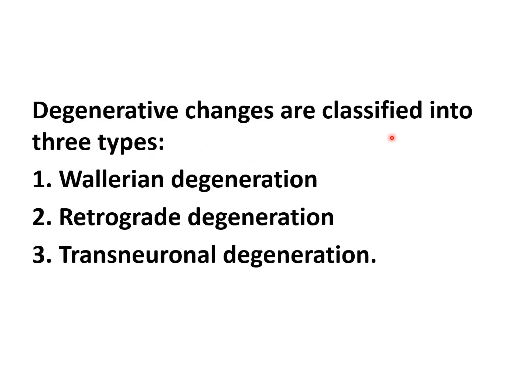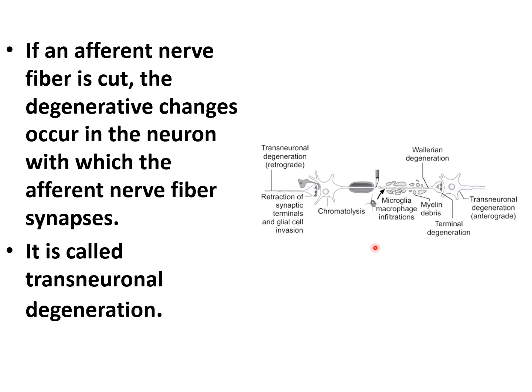Now degenerative changes are classified into three types: Wallerian degeneration, retrograde degeneration, transneuronal degeneration. If an afferent nerve fiber is cut, the degenerative changes occur in the neuron with which the afferent nerve fiber synapses, and that is known as transneuronal degeneration. So this is a transneuronal anterograde degeneration, and this is a transneuronal retrograde degeneration.